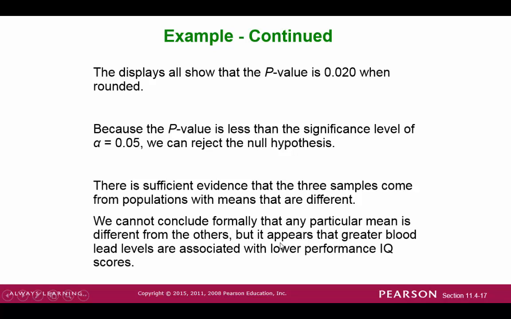So we've rejected it. We can say that the means are not all the same, but we cannot conclude formally that one particular mean is higher than the other. Although we can kind of see that the first mean looked like it was higher. The low blood lead level had a higher mean, but we can't formally conclude that unless we do further tests from part 2 that, again, we're not going to go over.